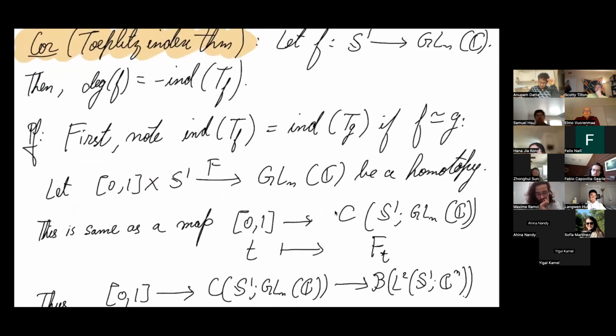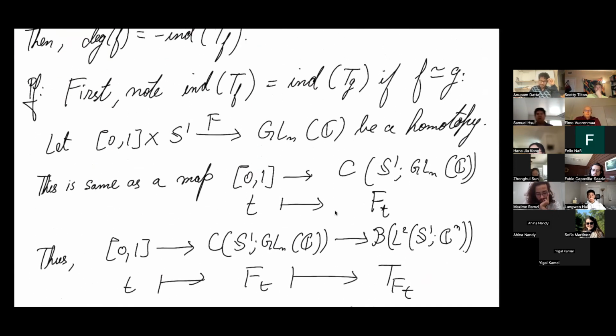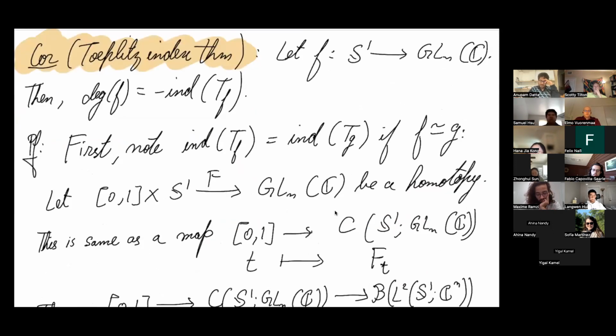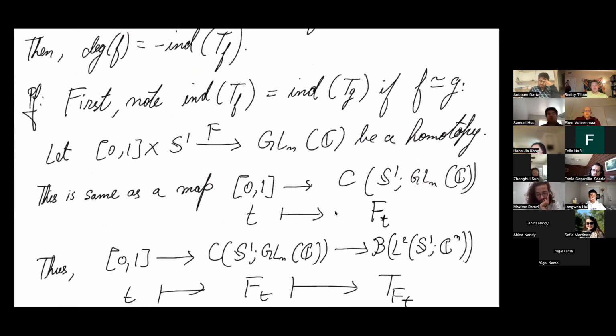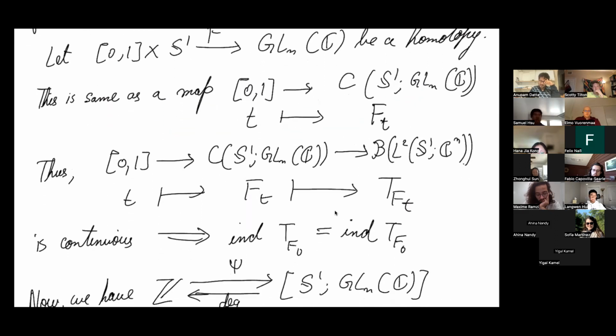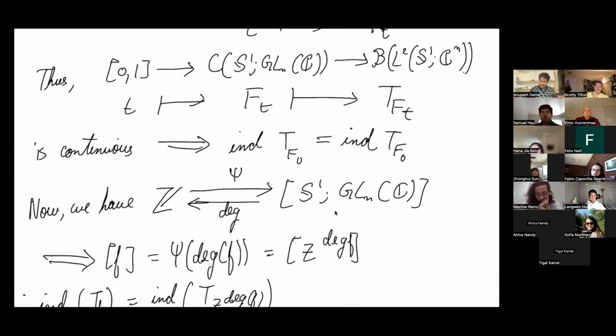So first of all, you note that if F and G are homotopic, then again, by the properties of invariance of index, this equality will follow. If you have such a homotopy, then you can just push everything forward with the aforementioned star homomorphisms I discussed, and they are continuous. And you will eventually hit, okay, there is a typo here. You will eventually hit that both the index of TF0 and TF1 are the same.